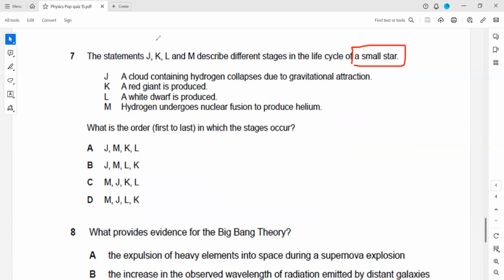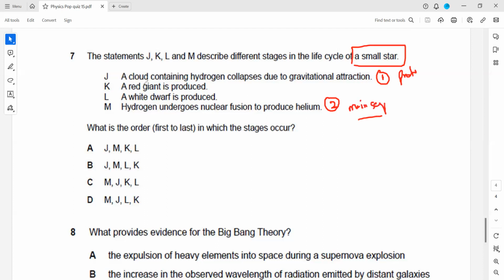If we check, a cloud containing hydrogen collapses due to gravitational field strength. So that is what happened first. So that is one. A red giant is produced? No, then it should be a main sequence star first. A white dwarf is produced? No. Hydrogen undergoes nuclear fusion to produce helium, which means it has turned into a main sequence star. So this is a protostar and then it turns into a main sequence star.